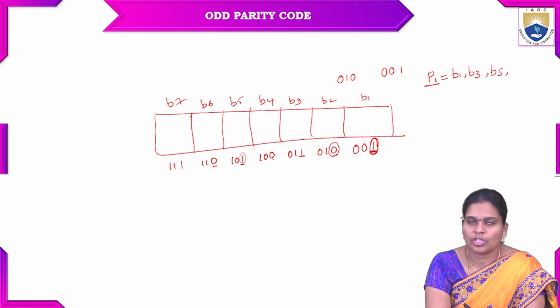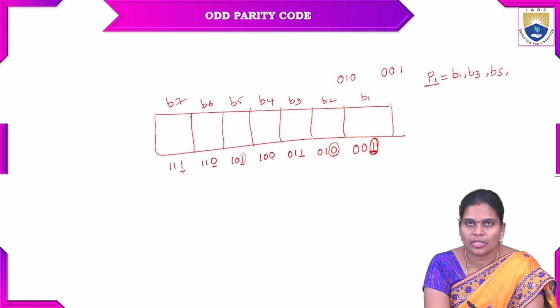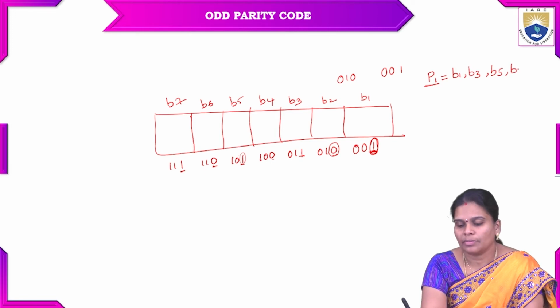Next, the first bit of that position is 0, so here we are not considering this one, B6. Next one is B7. The first bit, the LSB bit, is 1. B7.